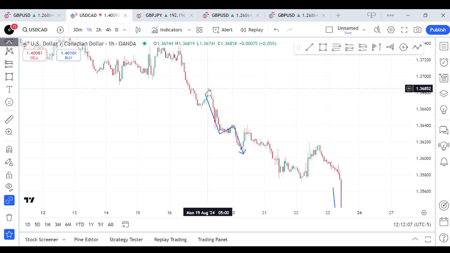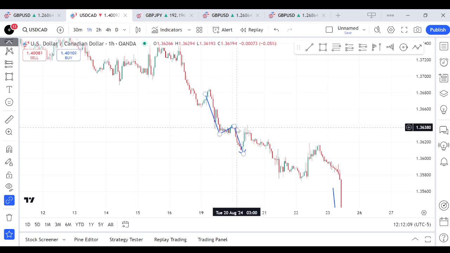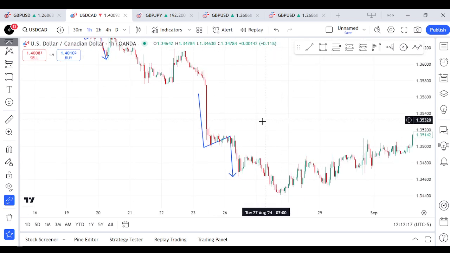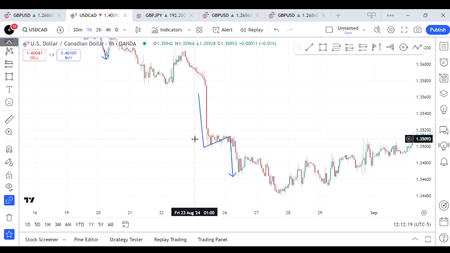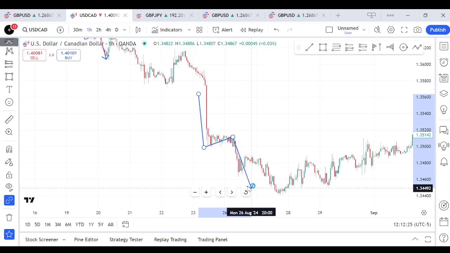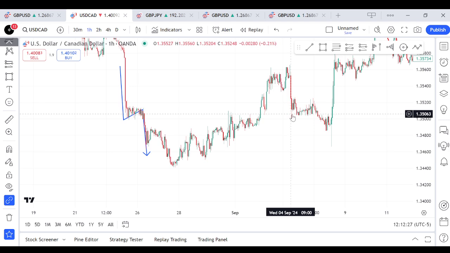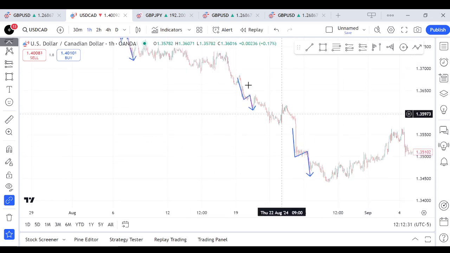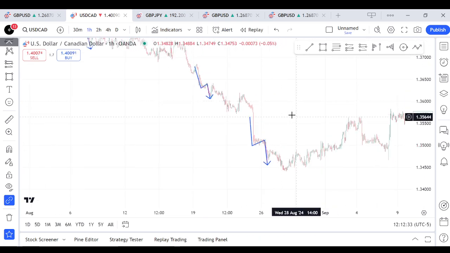You have the initial drop, the base, and the next drop right here, the next sharp drop. So we could go on and on and on, but I think by now you should get the idea. This is the drop, you have the base, the consolidation, and the next drop right here. And you can see this was in a downtrend, so it was easy to spot the drop base drop.